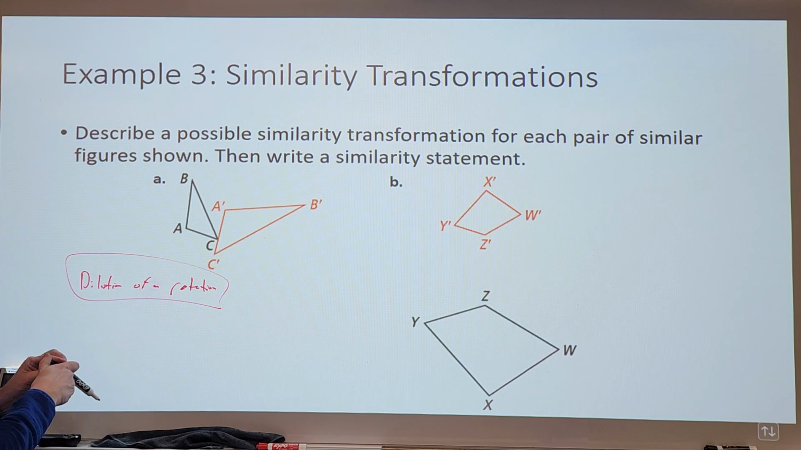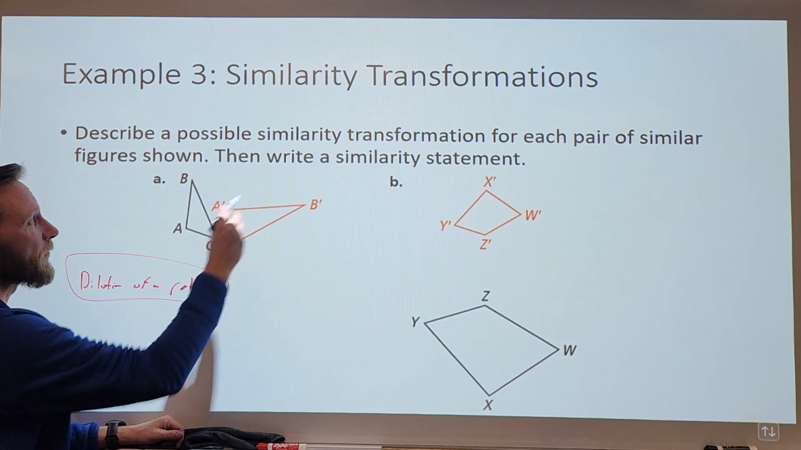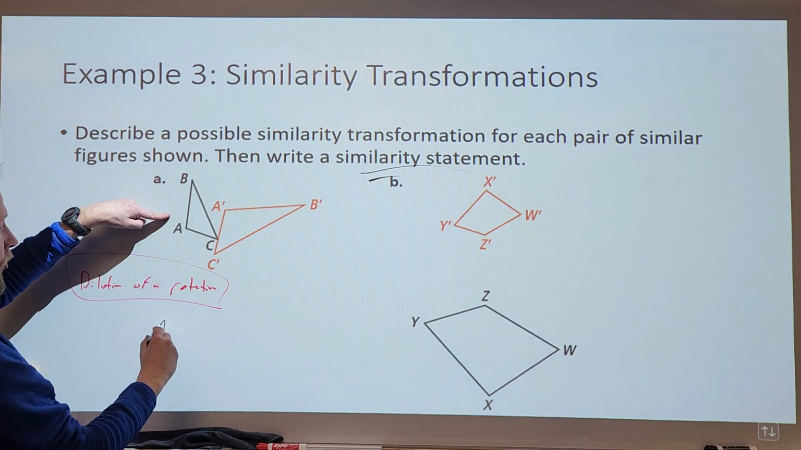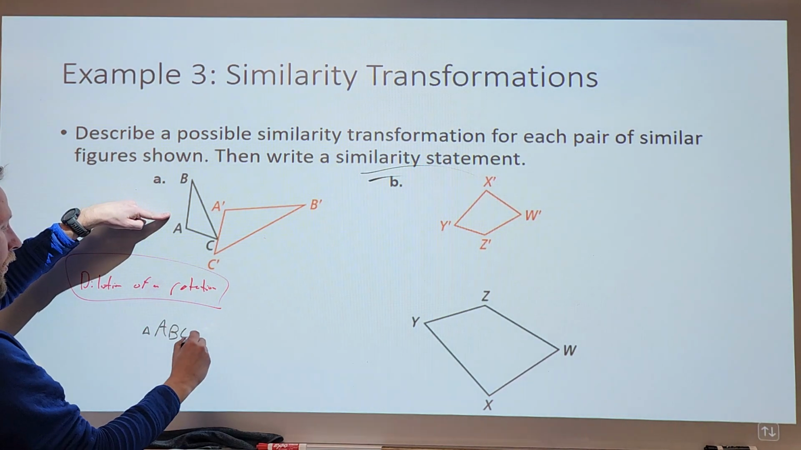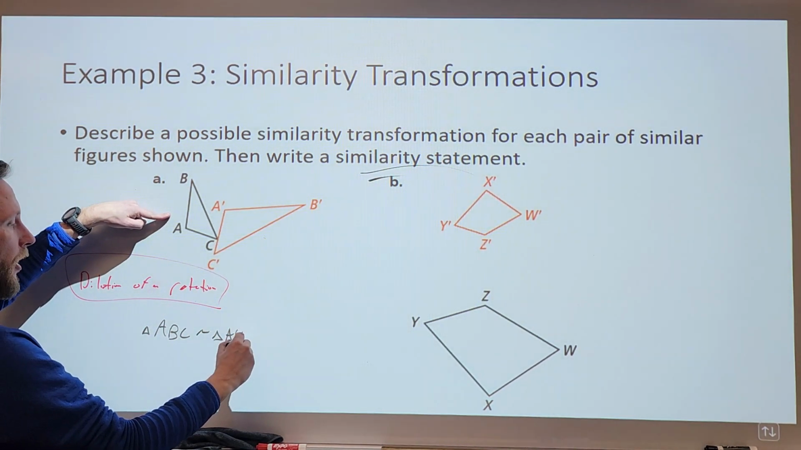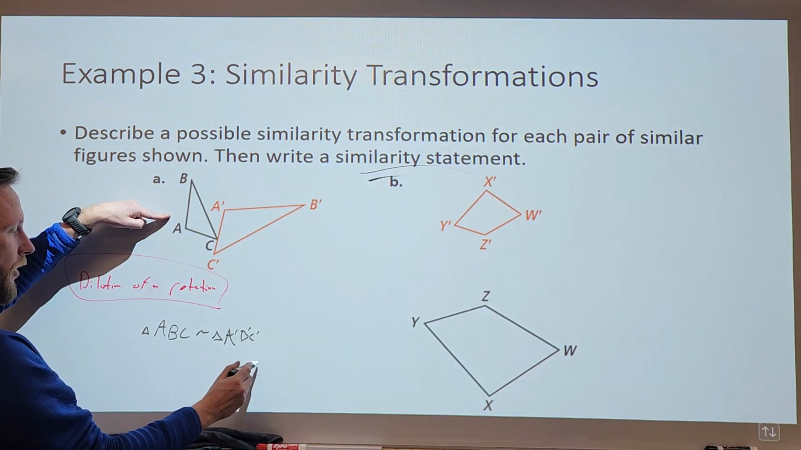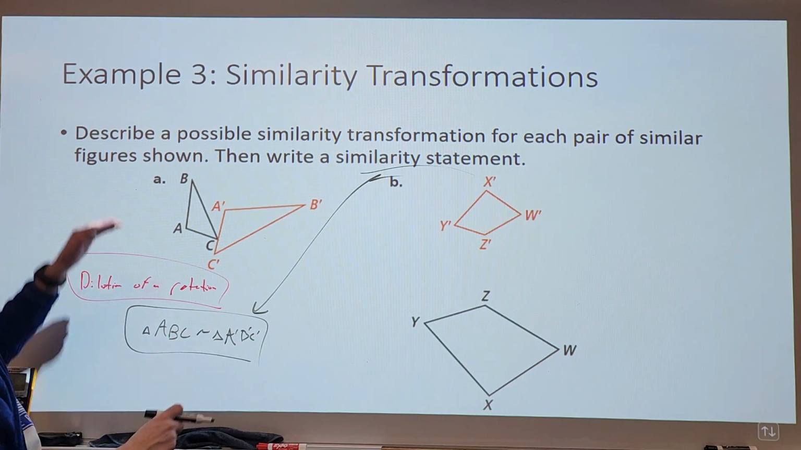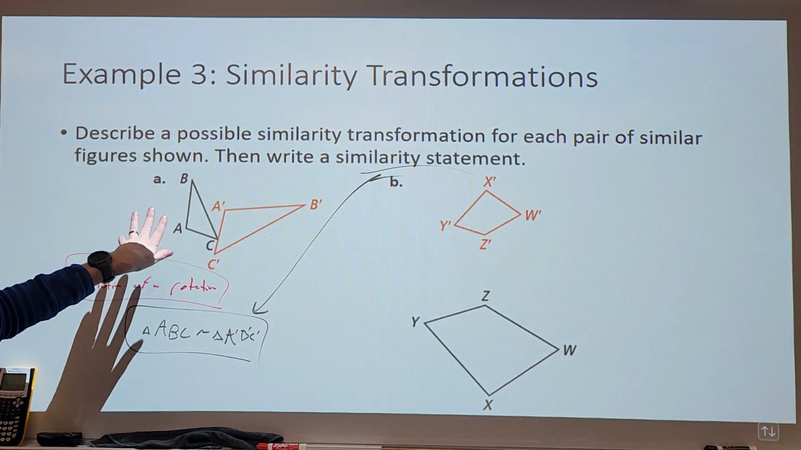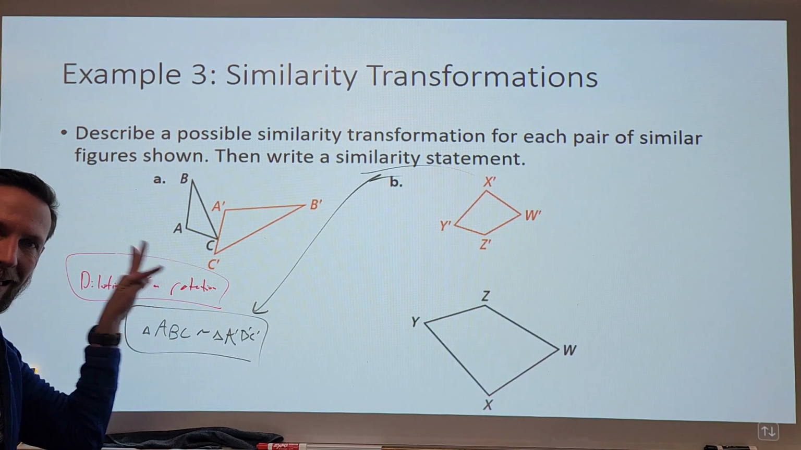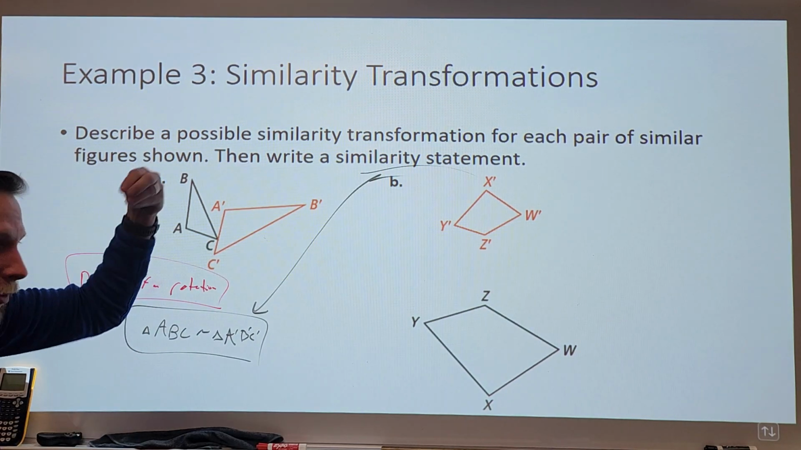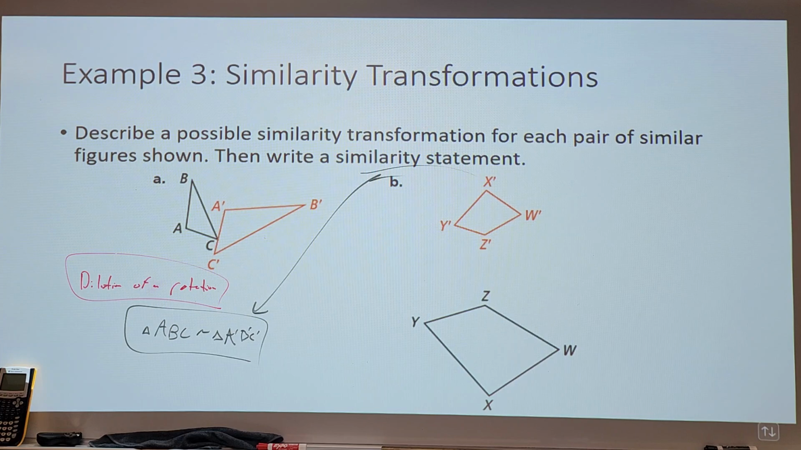So the similarity statement is going to be a little bit interesting, but what I would write for a similarity statement, the order of the letters matters. So triangle ABC is similar to triangle A prime, B prime, C prime. This is a similarity statement. The similarity statement is written over here. The description is what goes on in your brain. I'm actually not concerned with you writing these out usually. I do want you to write it out for letter B here. But I want you to be able to think of what's happening, all right?